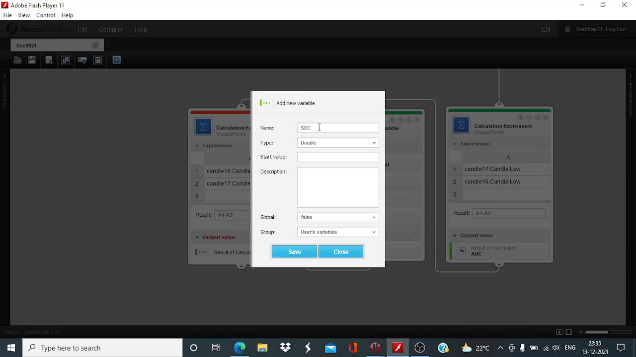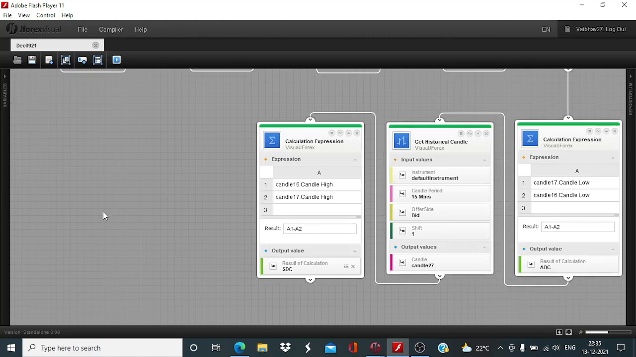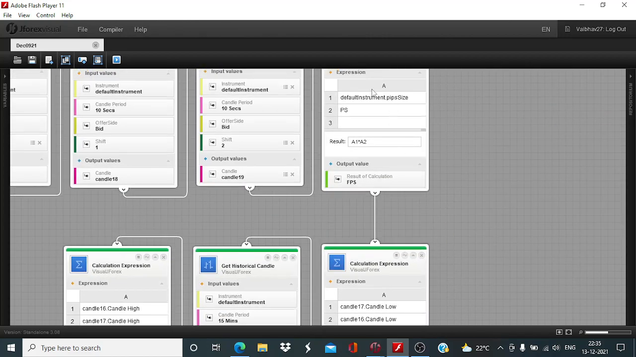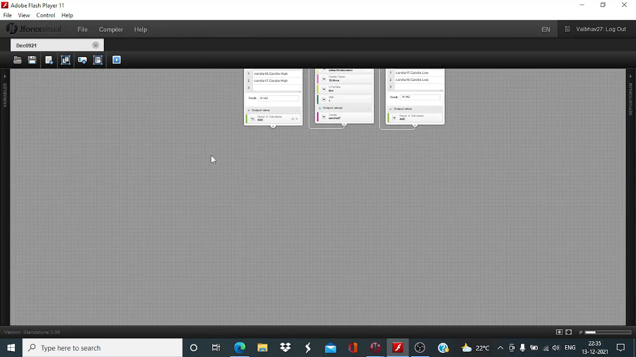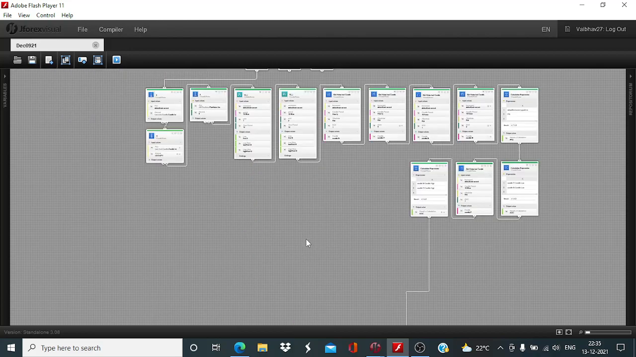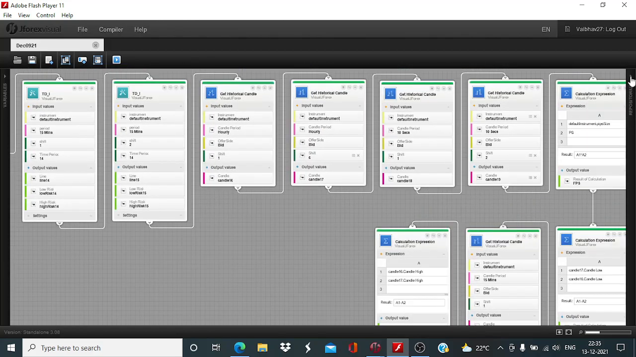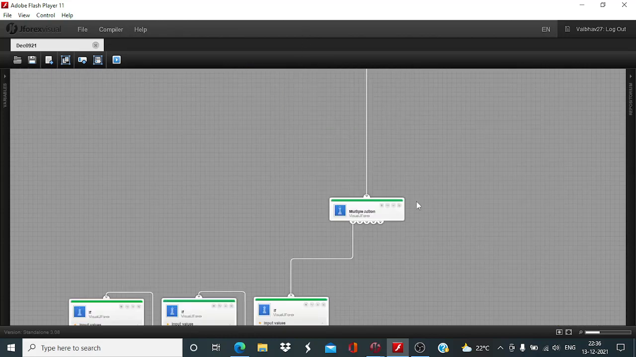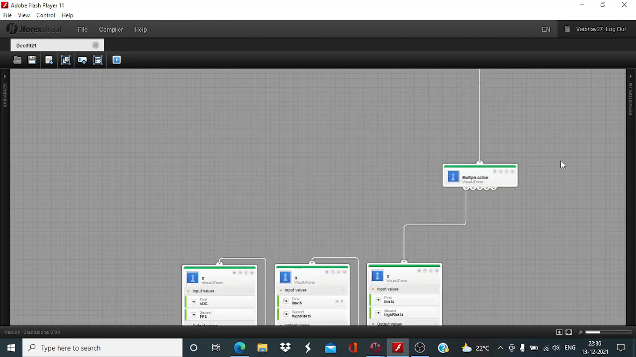I'll name it SDC, this newly created variable, which we will need to then compare with this predefined value of 15 pips. Okay, now we join it on the lower side and we start adding the if else blocks for defining the conditions, and we need the formation to be symmetric. So the equal number of if blocks will be used afterwards. This trade command block will be added.